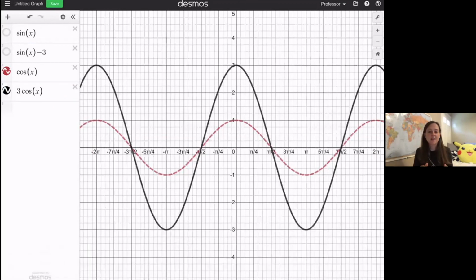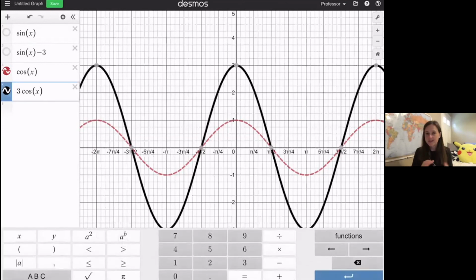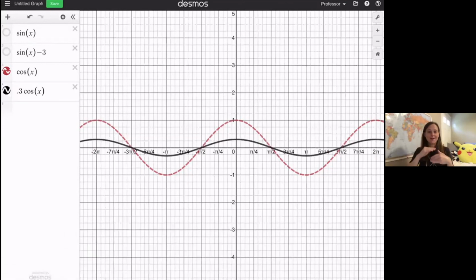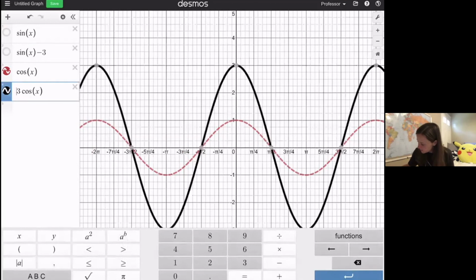And that does exactly what I wanted. Now the amplitude from the midline, which is still the x-axis, up or down, is 3. And remember, you can also make the amplitude shorter by doing a vertical shrink. I could use a number that's less than 1. Let's try 0.3. I got it very, very flat. Small amplitude. The amplitude is now 0.3. Let me take off that decimal point.